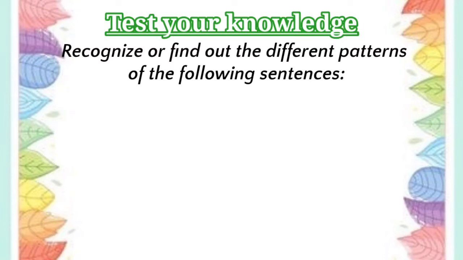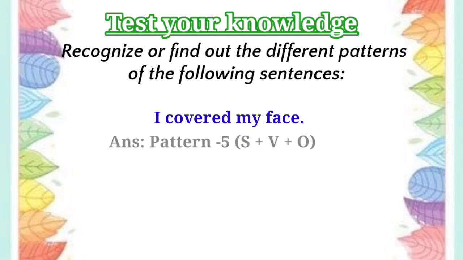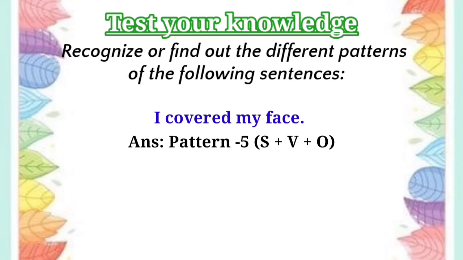Now let's test your knowledge. Recognize or find out the different patterns of the following sentences. So how to do it, children? Okay, at first let me do the first one, and after that you have to do it yourself. Okay, suppose I covered my face. Okay, so which pattern is it? I covered my face. Yes, pattern number 5. So you have to write it like pattern 5, subject plus verb plus object. Okay, so you have to write it like that. Clear? Okay, now your turn.